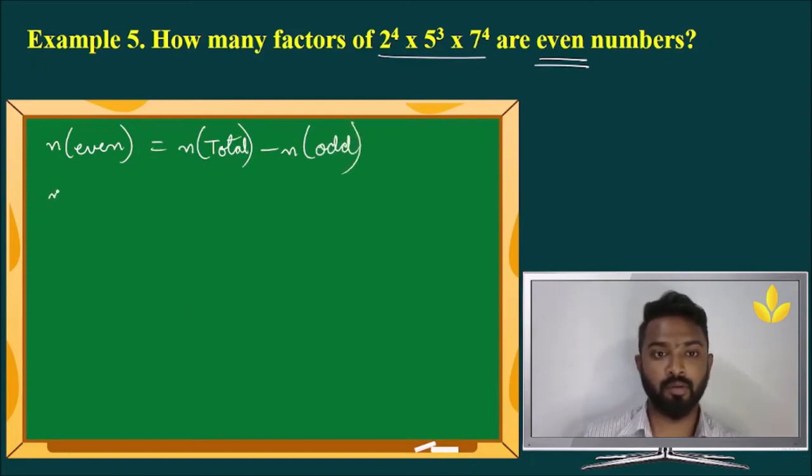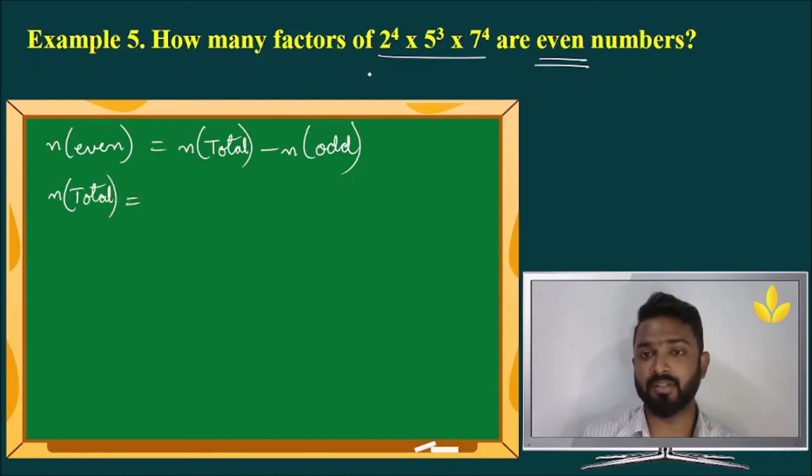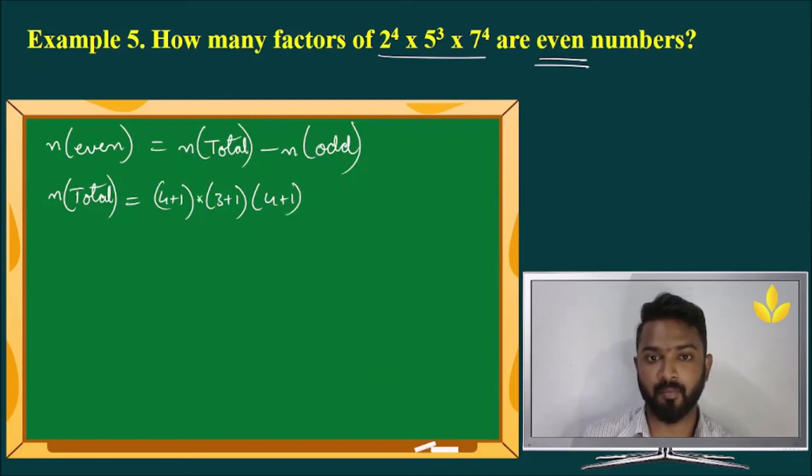What is the total number of factors? We already know this. It's very simple to calculate. We have 2 power 4, so we have 4 plus 1. Then we have 5 power 3, so we have 3 plus 1. And we have 7 power 4, so we have 4 plus 1. So this is equal to 5 into 4 into 5. 5 4s are 20, 20 5s are 100. So this entire number actually totally has 100 factors.